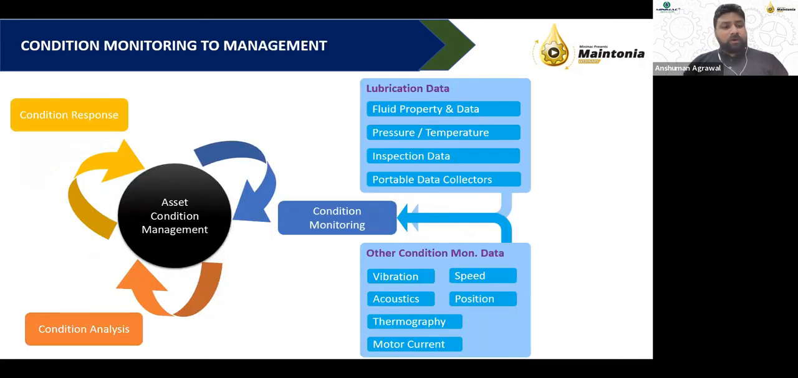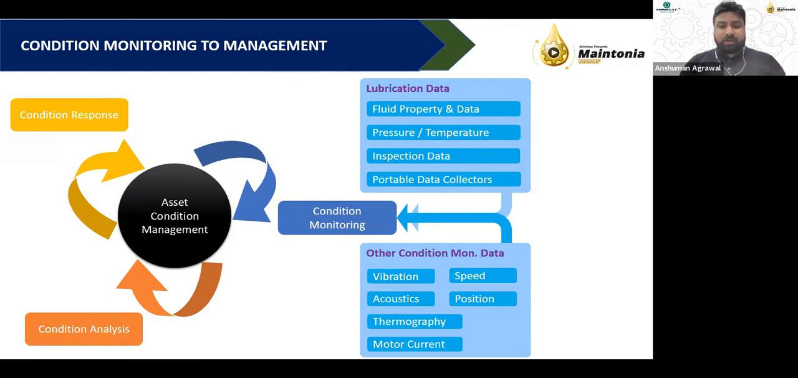Now, what we are talking about is a paradigm shift from condition monitoring to condition management. So what is condition management? Condition management revolves around having condition monitoring as an input. How does this input come in? This input comes in with the lubrication data. That is one package of it. That lubrication data can have fluid property data, various parameters of the fluid, like the contamination level, the moisture level, the fluid oxidation levels, and wear metal analysis levels. All these data, whether they are offline or online, form the fluid property data.